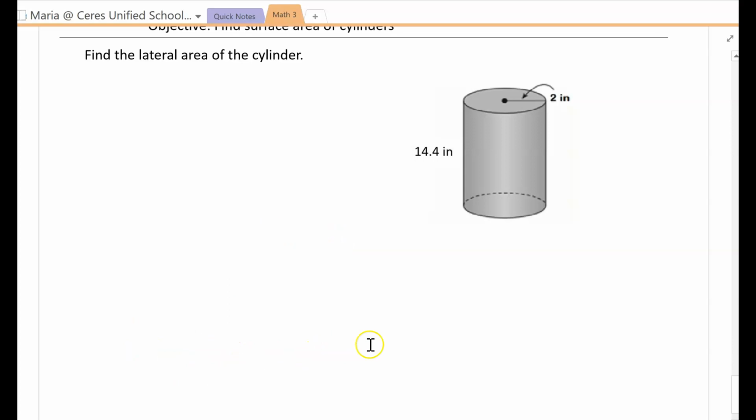lateral area. So lateral area, in this example, it says lateral area. So remember, that's just the beginning part of your surface area formula. So I'm going to use L is equal to 2 pi rh without the plus 2 pi r squared, because it's asking for lateral area. So what this is asking you to do is calculate the area without those two circles. So you're only calculating the sides of the cylinder. If you have a can and you're putting a label around the can, you're finding how much paper you need for the label.